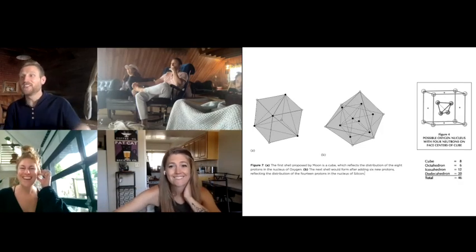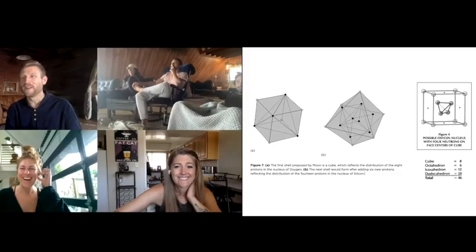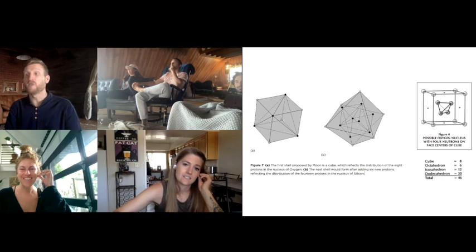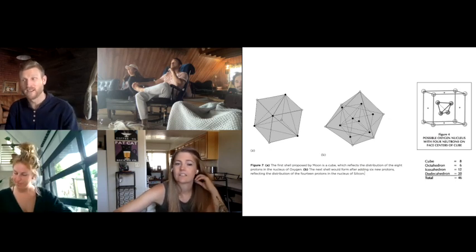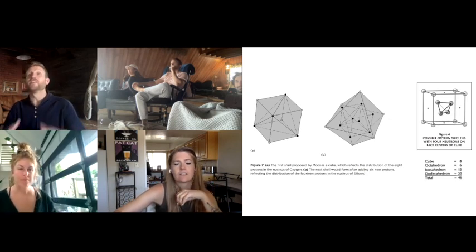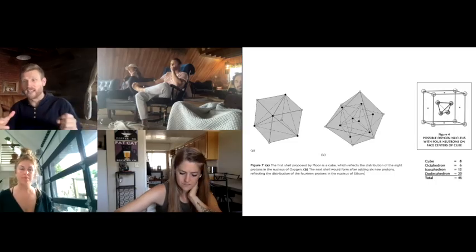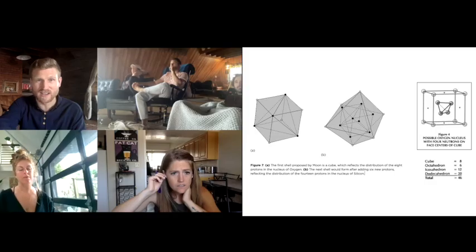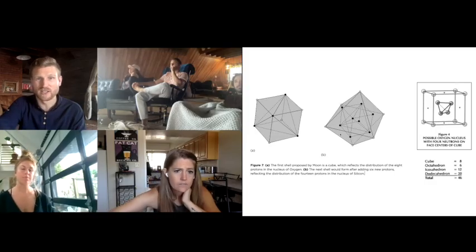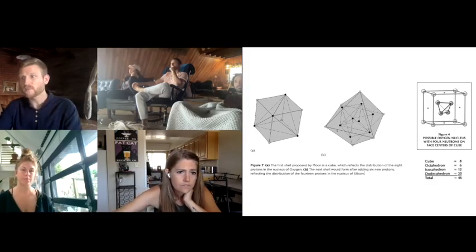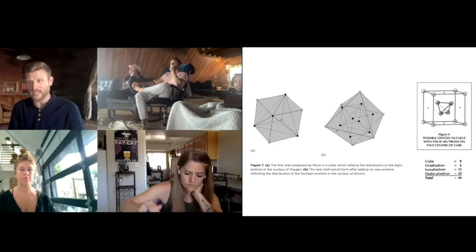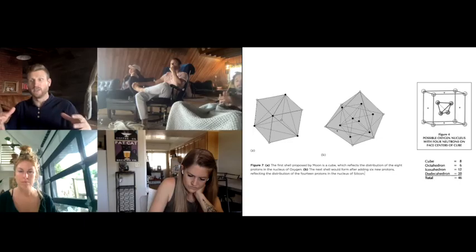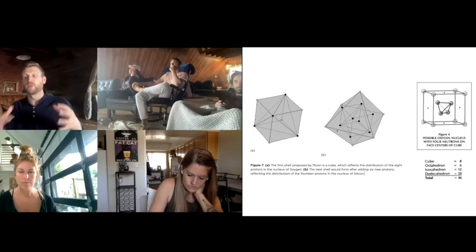The next shell would form after adding 6 new protons, reflecting the distribution of the 14 protons in the nucleus of silicon. With 6 new protons, we now have an octahedron with the cube inside it, seen right here. If you look at it carefully, you can see the dotted lines that are the cube, and then the octahedron around it. The layers keep building like this, filling out the next sequential shell until every vertex is full and its capacity to contain protons is complete.